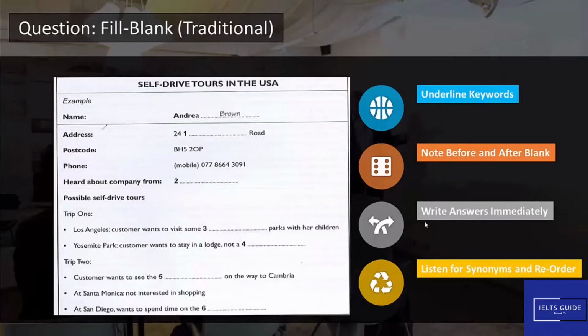In addition, you want to make sure that you underline the noun, the subject and the object, because that's going to help you know when the answer is being given. The answer will always connect to the language before and after the blank line. Also keep in mind that they most likely are going to use synonyms, or they may reorder the sentence, where they say the object first instead of the subject. In addition, you have to write your answers immediately when you hear them. If you hear something that you think is the answer, write it right away. Don't wait. You don't want to do that.